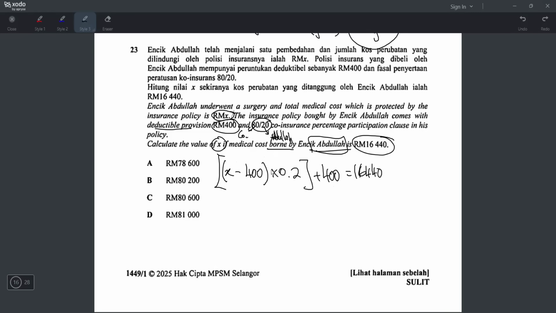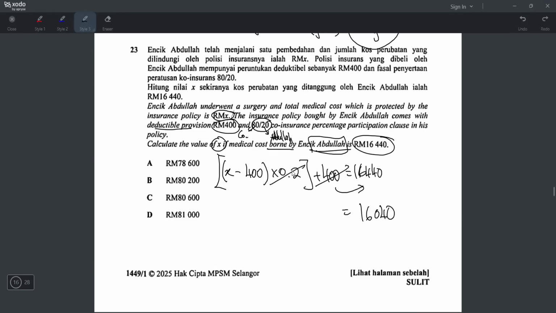Because you're trying to find X, if you want X to be single, you just move one by one to the other side. But of course, you have to move the farthest one first. The 400 has to go first. So it becomes 16440 minus 400, which is 16040. So the 400 goes, and this one can cancel.